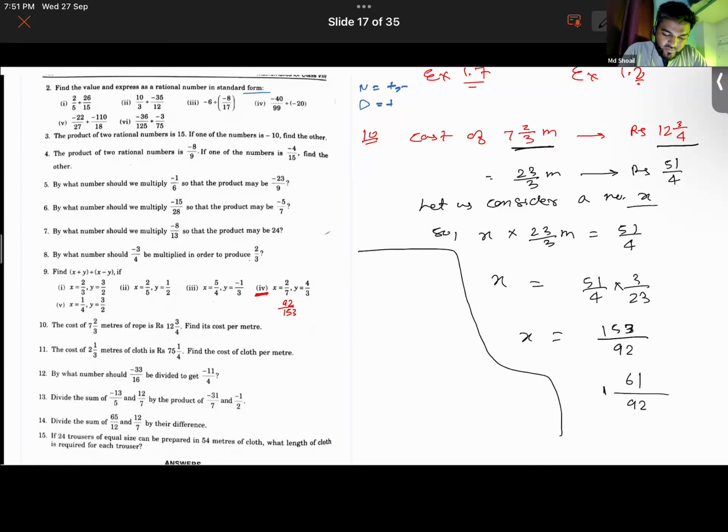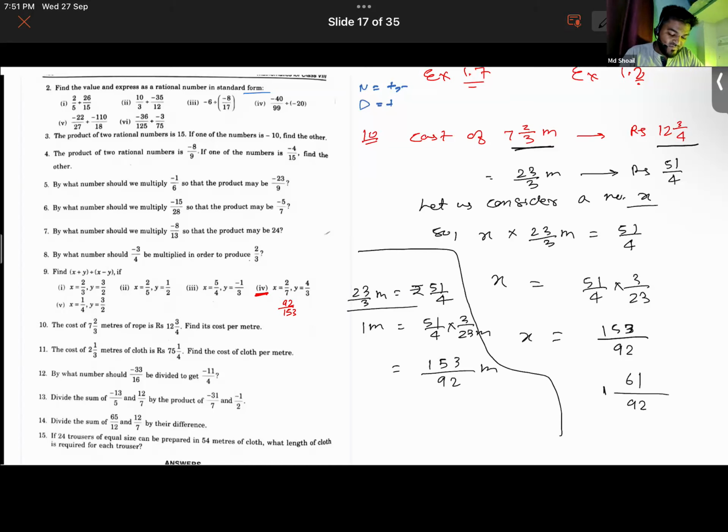Right now. So, the cost of 23 upon 3 meter is rupees 51 upon 4. Arham, yes, so, sir, the cost of 1 meter would be 51 upon 4 multiplied by 3 upon 23. Yes, without taking the x, we can also solve this question. You know, by the linear method, how we solve questions. So, again, it would be 153 upon 92. In that manner, also, it can be solved. Other questions are also of the same nature.